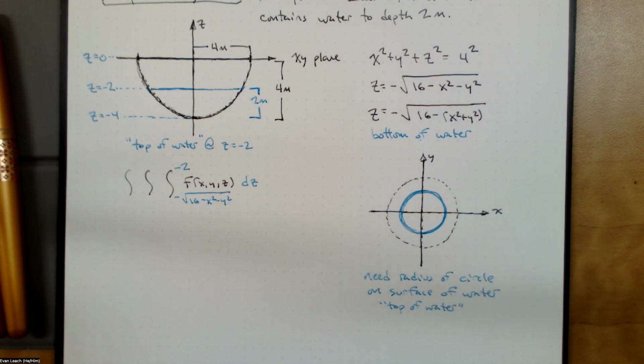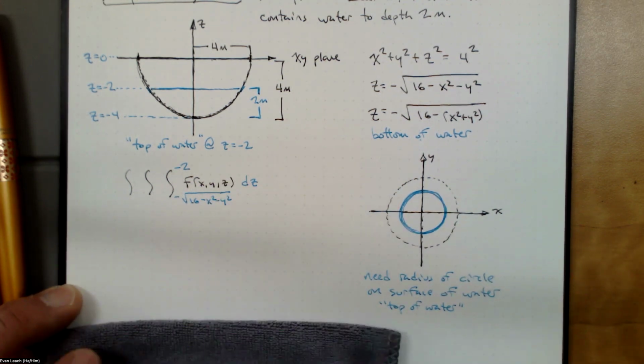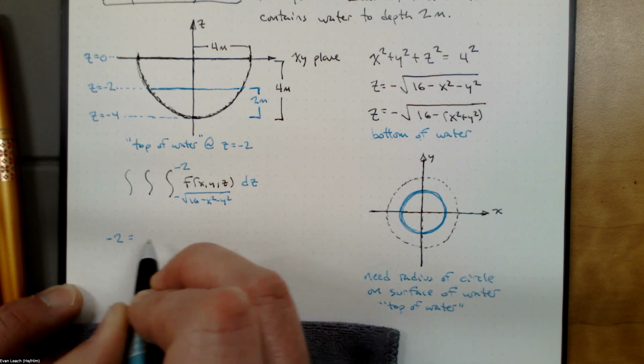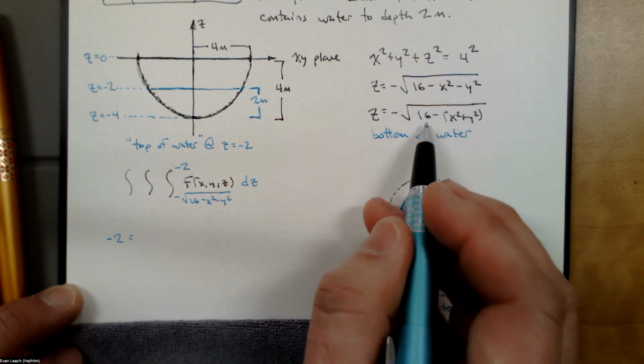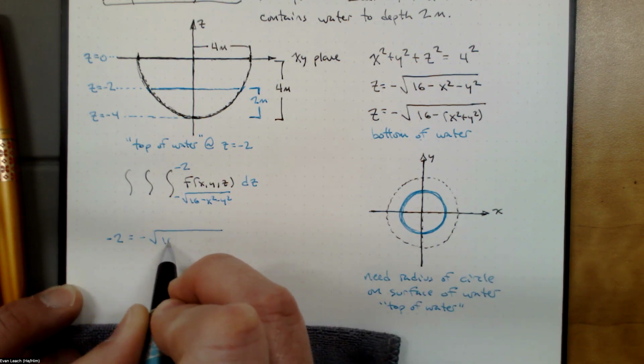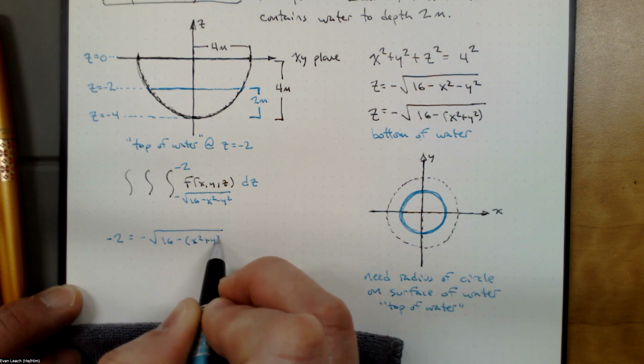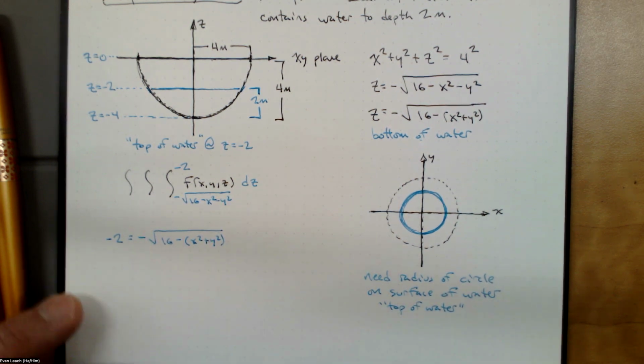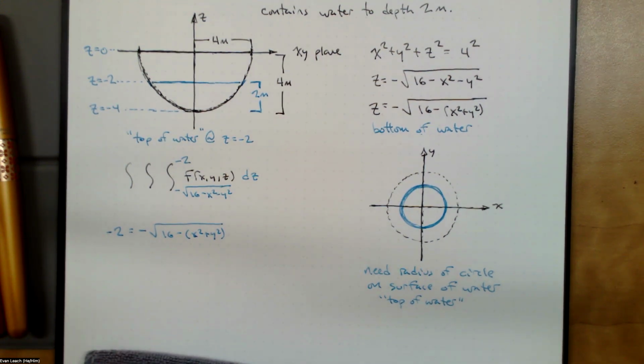It's x squared plus y squared equals some radius squared. We have to figure out what that is. What we know is that at this circle, z is equal to -2. So the top of the water is when z is equal to -2, and z is also negative square root of 16 minus x squared minus y squared. This has x and y in it, but we're trying to solve for the x squared plus y squared. That's the only part we need. I need to know what x squared plus y squared equals r squared.